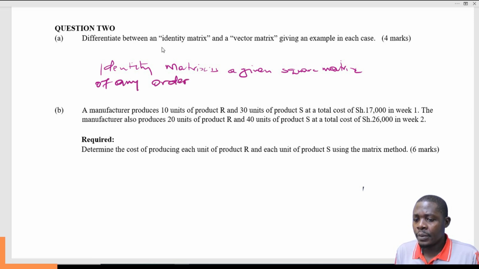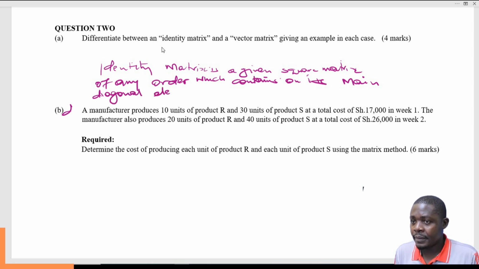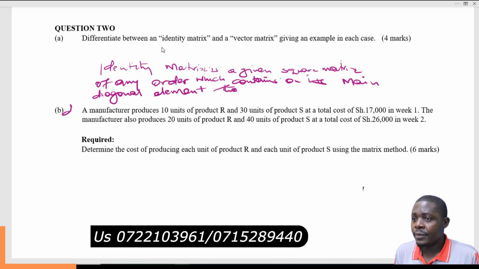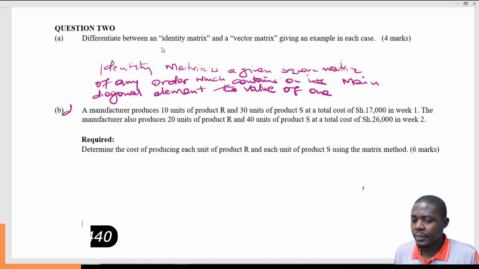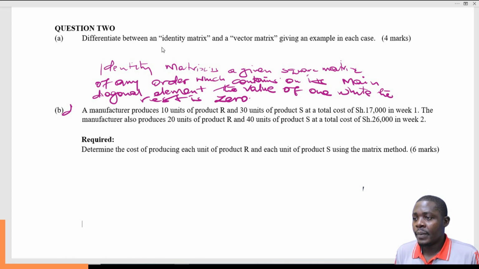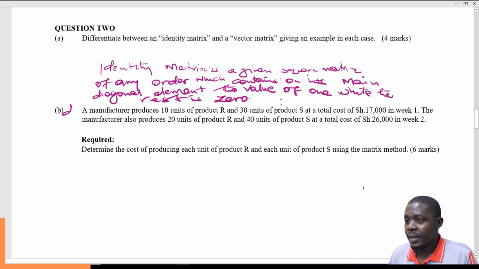Of any order, which contains on its main diagonal elements the value of 1, while the rest is 0. It can be presented in this manner. The example can be like this one.